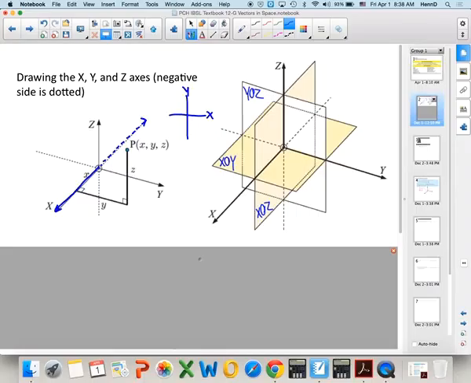By the way, you don't have to be an incredible artist to be able to work in 3D, but if you're not, you may actually learn a little bit about dealing with perspective as you do this, okay?